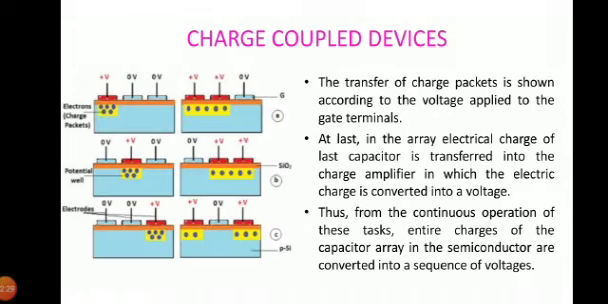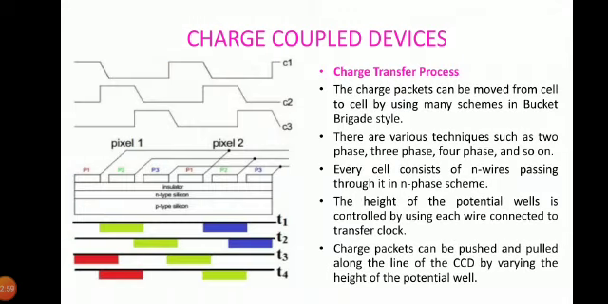When a positive voltage is applied to a gate electrode, as you can see in this diagram, an electric field will be produced. The holes under the electrode get repelled away from this region, and a potential well is created in this P substrate. And if the voltage applied at the next electrode is increased, the packet of electrons will move towards that electrode. That is how the charge transfer takes place.